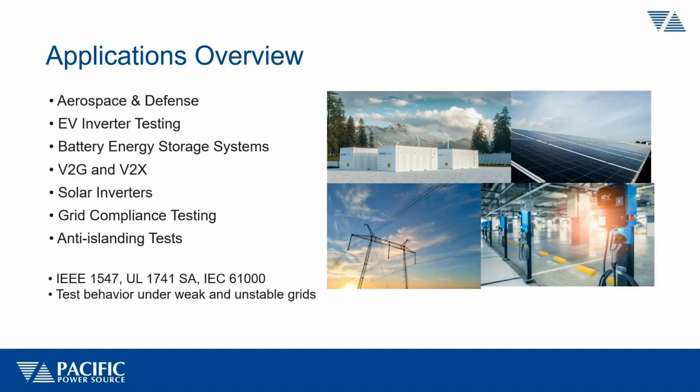Examples are loading EV inverters, battery storage systems, and charging and discharging of battery systems in DC mode. Bidirectional EV chargers, obviously, can be loaded up with an electronic load for load testing. Solar inverters: we already mentioned the use of the RLC mode in anti-islanding test setups and other solar inverter test setups. Grid compliance testing, if you want to test your grid sources for stability under various load conditions, is easy to simulate on the electronic load.